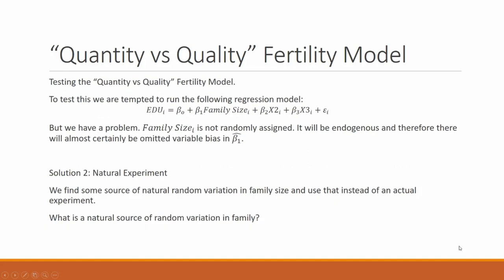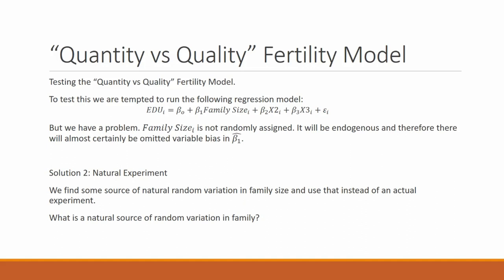Well, another solution would be to use a natural experiment. Now in this context, using this illustration, using this example, hopefully we can make it clear what a natural experiment is. Another option is to use a natural experiment to try to find the impact of family size on education. All right, so how does that work? How would a natural experiment work?